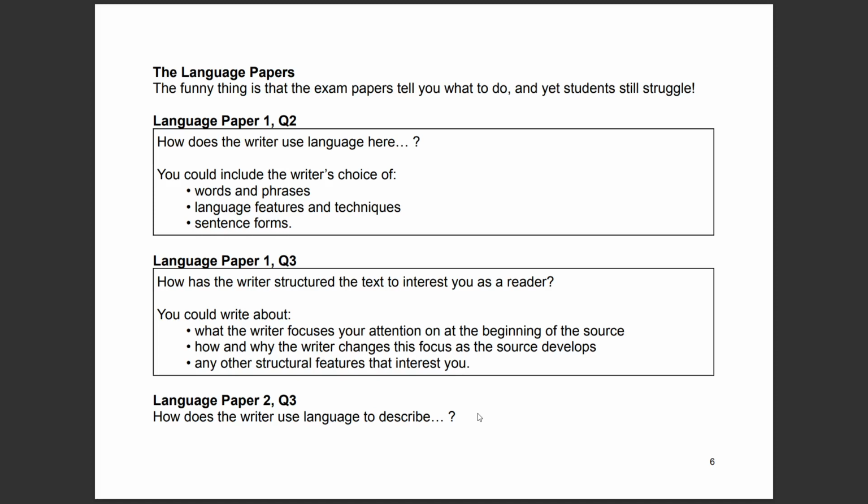And then language paper 2, question 3, how does the writer use language to describe? So this question is very similar to this question, all right? Except it doesn't give you these clues here.